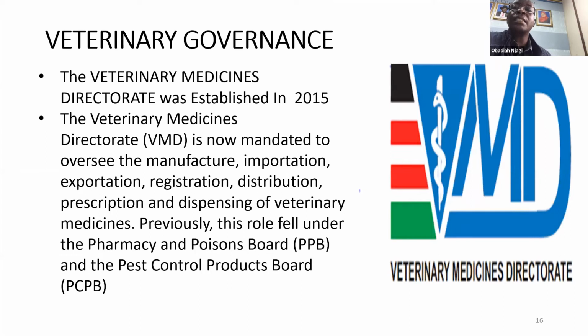And the last slide is just to mention that we have a national regulatory authority or agency for veterinary medicines and vaccines, which is now purely under the veterinary competence. In the past, this responsibility was done by an institution under the human medicines and another one under crop agriculture, that is the Pest Control Products Board and the PPB. But now in 2015, we established one that is purely 100% under the competence of the veterinary service.